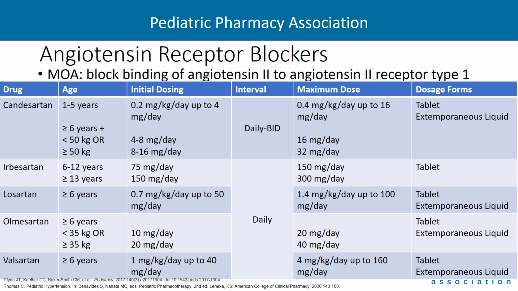The next drug class is angiotensin receptor blockers. So again, this mechanism of action essentially is blocking the binding of angiotensin 2 to that angiotensin 2 receptor to work to lower blood pressure. As you can see, there are different medications in this class, with different age groups and weight cutoffs. There's initial dosing, differences with the interval. So most of these agents are going to be daily dosing. Maximum doses are also listed for you, as well as available dosage forms.